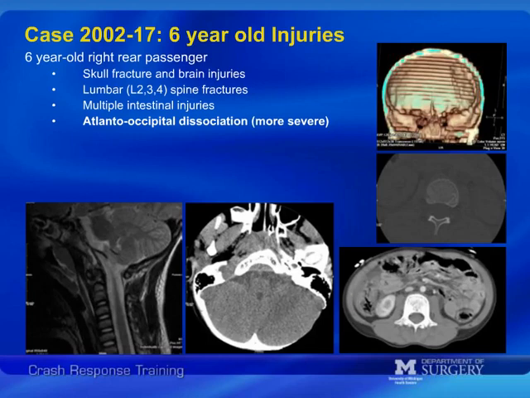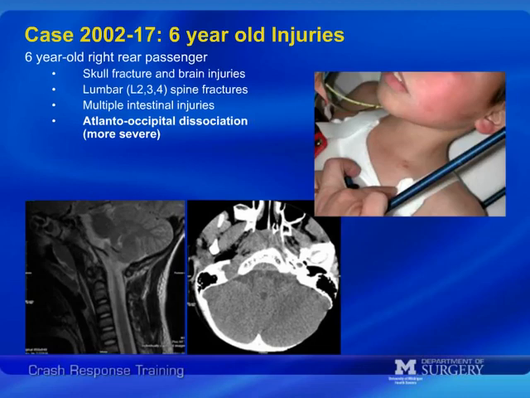These are basically the same findings as in the older sister, but just slightly more apparent here. So this child had a slightly more severe atlanto-occipital dissociation. So both of these children are very lucky. Typically, these atlanto-occipital dissociations are fatal injuries, but here they were right on the cusp of getting a very severe injury. The child ended up getting surgery for a fusion and required a halo for many months.